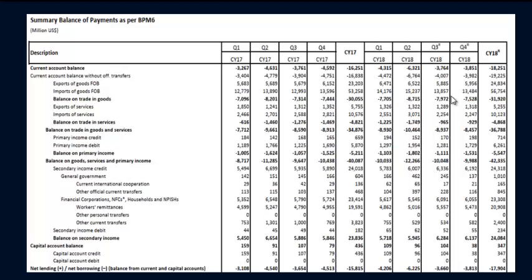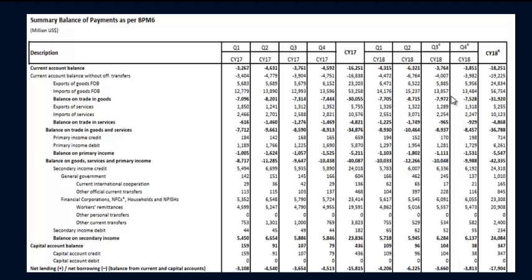Secondary income debit, that is the amount that we paid as secondary income to outsiders. That was not a big deal. So balance on secondary income was plus 23,000. Current account balance is trivial. Both credit is very small and debit is none.